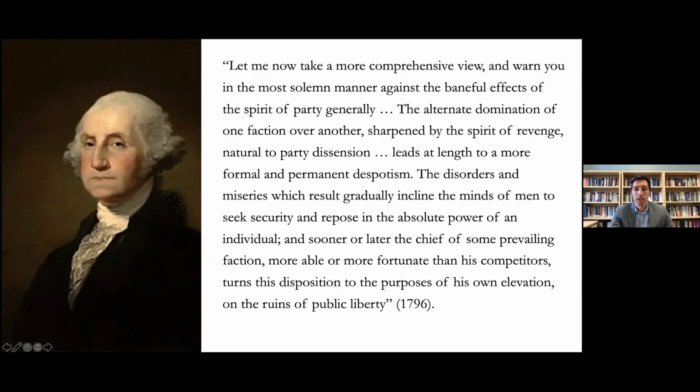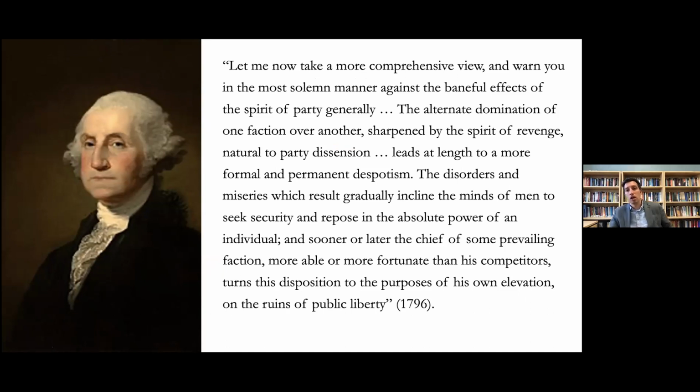He not only was worried about geographic parties ending the union of the states, but he was worried about parties leading to despotism. So parties could not only on the one hand lead to a fracture of the union, a kind of secession of states from the union, but it could also lead, even more ominously, to tyranny.